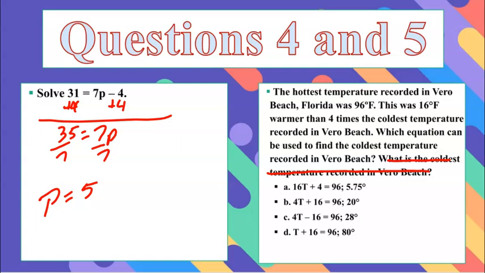So it says this was 16 degrees warmer. Warmer temperatures are higher up, higher numbers. So that means we have to increase the temperature from the cold. So that means it's going to be a plus. So anything with a minus sign, I can cancel off. And it's 4 times the coldest temperature. And the coldest temperature is labeled with a capital T. So I need to look for one that says 4 times T. Well, that eliminates D. That eliminates A. So the final answer has to be letter B as my equation.